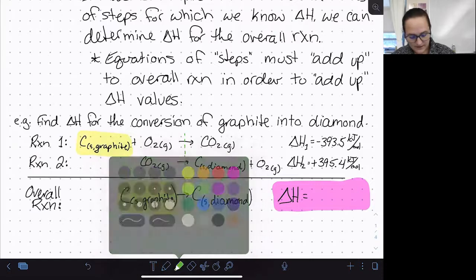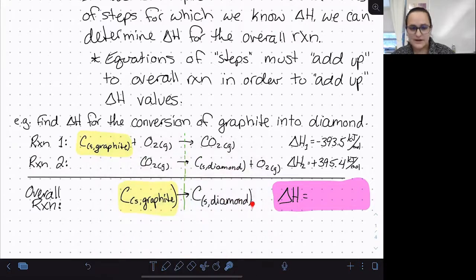I also need to find diamond on the right. My overall reaction has diamond on the right. So one of my other reactions needs to have diamond on the right-hand side. And we find that in reaction 2. So everything we need is present, that when we add all of this together, we have the graphite. When we add all of this together, we have the diamond, and they're on the proper sides of the reactions. But you'll also notice I've got this extra stuff.